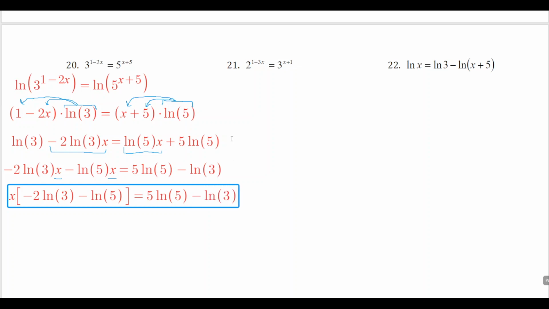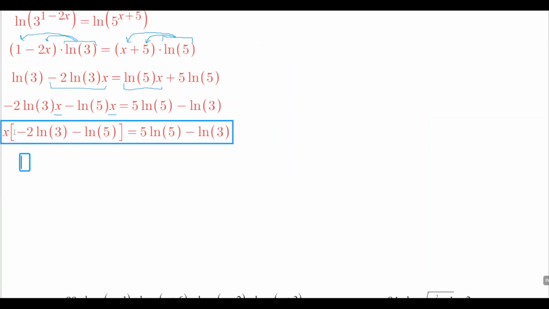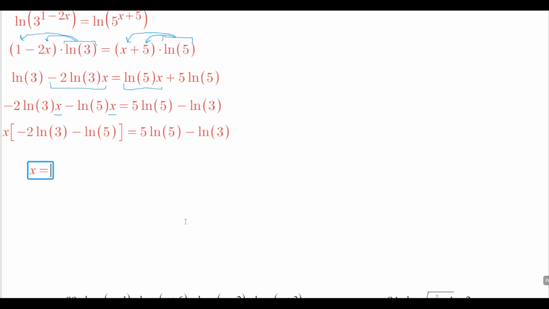I think I will try to clean this up a bit before we're done here, but I really want to focus on the strategy first. Lastly here, we're going to divide both sides by this crazy number, and that'll pretty much be it. The rest of it will just be simplifying as much as we can. So we get 5 times the natural log of 5 minus natural log of 3, all over negative 2 natural log of 3 minus natural log of 5.